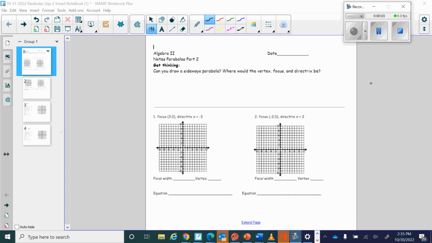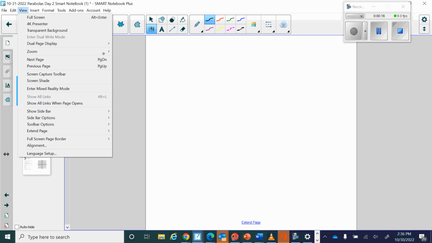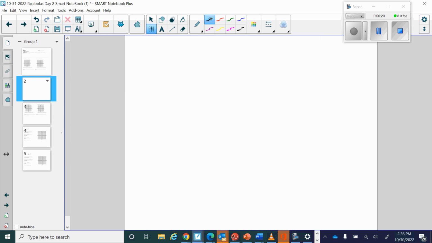All right, class. Today is lessons on parabola, which is day 2, and we're going to talk about sideway parabolas. And so let me do a little background on this. You're used to a parabola that looks like this, where it opens upward or downward.